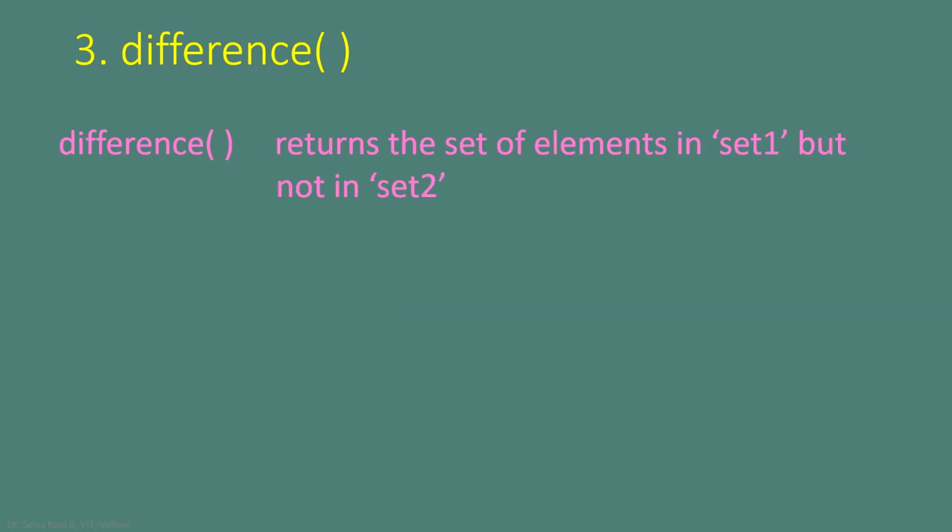The next method is difference. Difference is the method which will return the elements in the first set but not in the second set. The syntax is set1.difference(set2). It can also be represented with the minus symbol, set1 - set2.